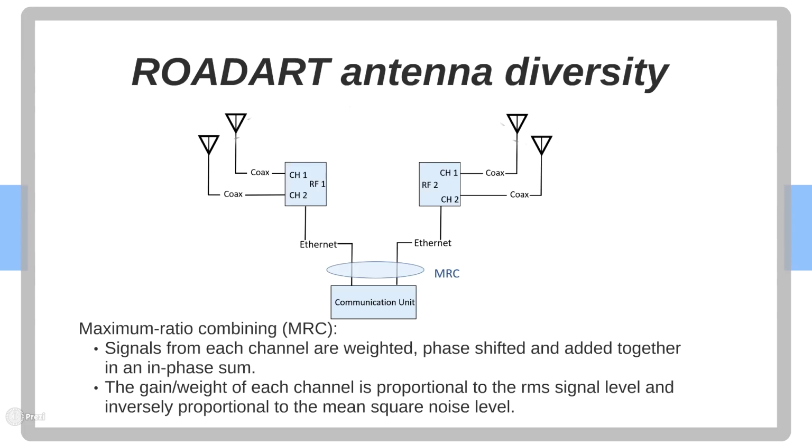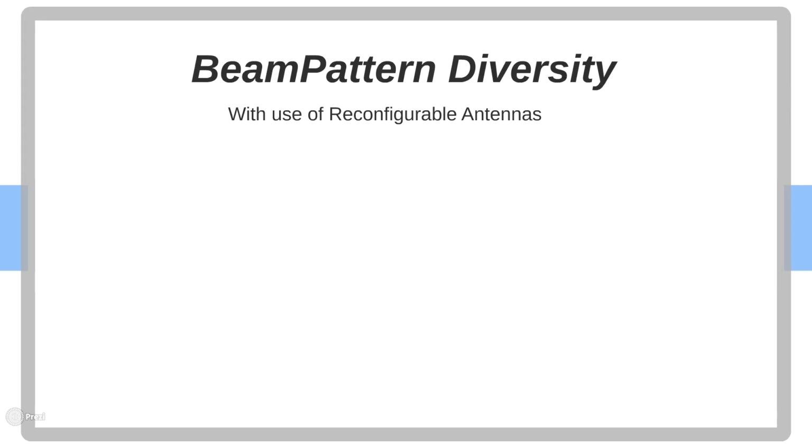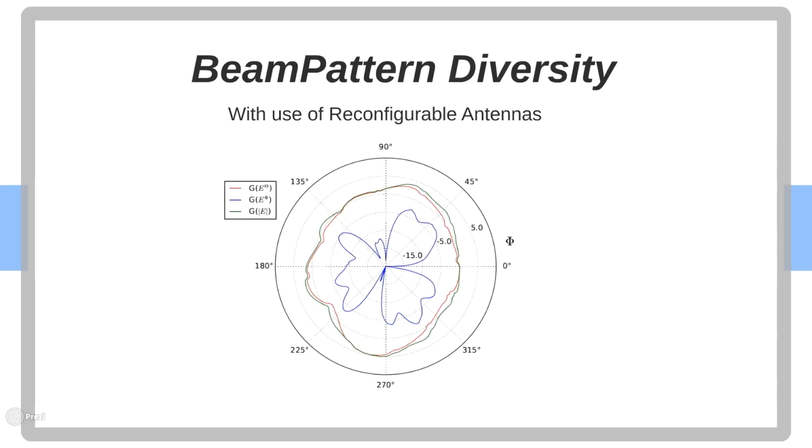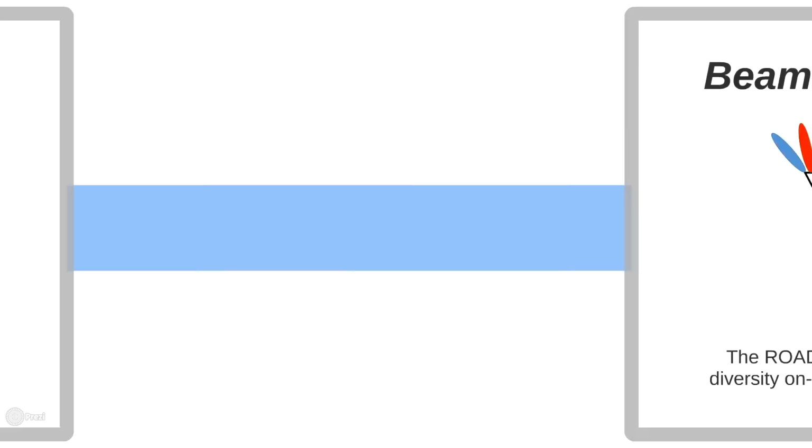In ROADART, antenna or space diversity was used as the base of the diversity engine. More specifically, the maximum ratio combining scheme was implemented in the communication unit using 4 RF chains. On top of antenna diversity, a beam pattern selection scheme was implemented with the use of reconfigurable antennas. One of the available patterns is omnidirectional for broadcast, multicast transmission or reception. The rest of the patterns are directive and can improve performance for several applications like CSCC and platooning.